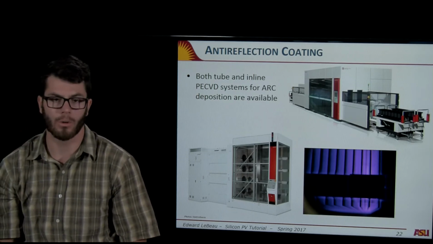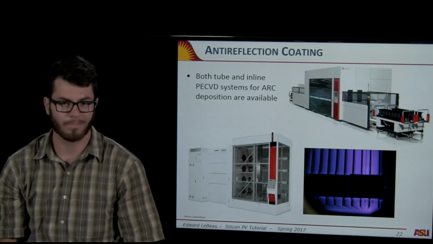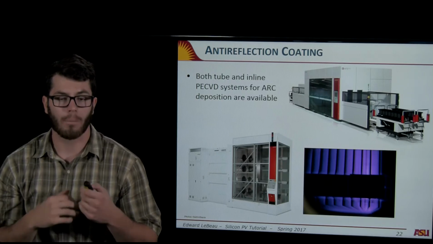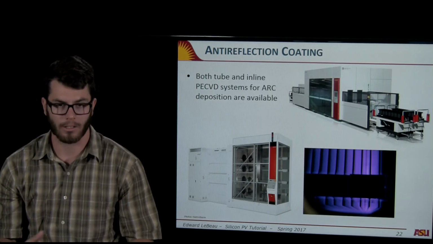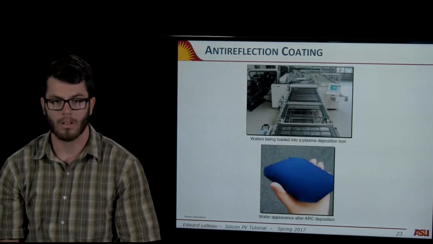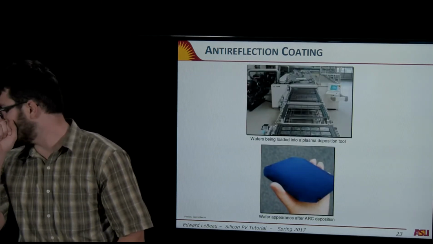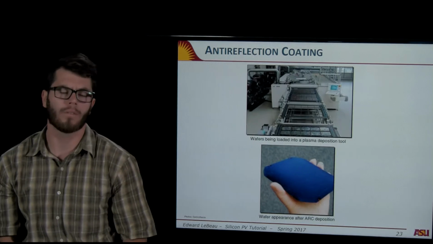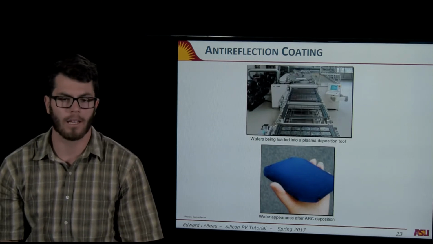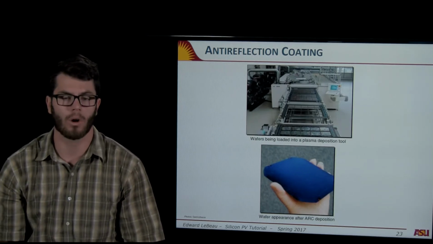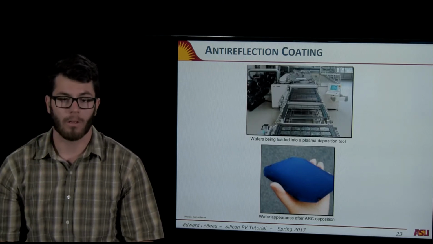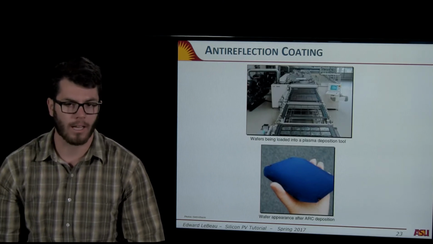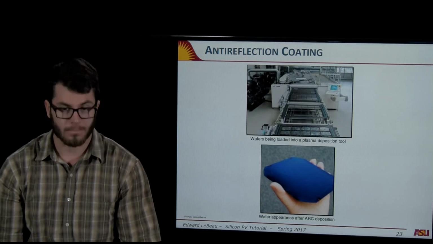Where you apply a plasma using heat and electric fields. So if you look at this slide, basically the bottom is a wafer with anti-reflective coating. That's what the blue is from. And so if the wafer isn't blue yet, then it just hasn't had an anti-reflective coating on it.